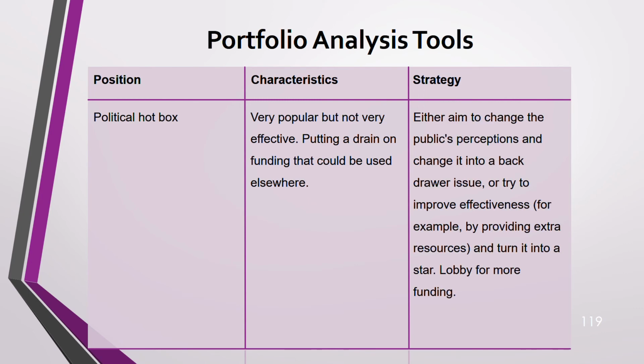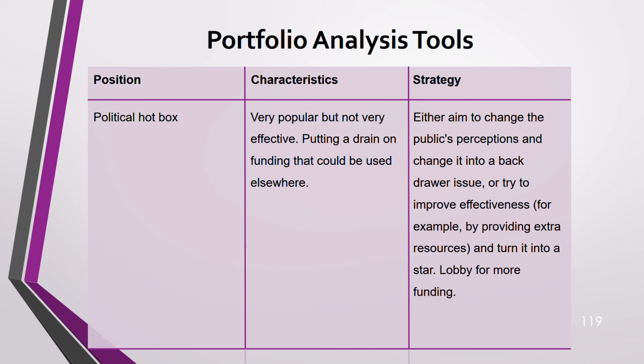Okay, so what should the strategy be? Either you can change the public's perception and turn it into a back drawer issue, or you can improve the effectiveness by providing extra resources and turn it into a star. You can go in either direction. So you can lobby for more funding.